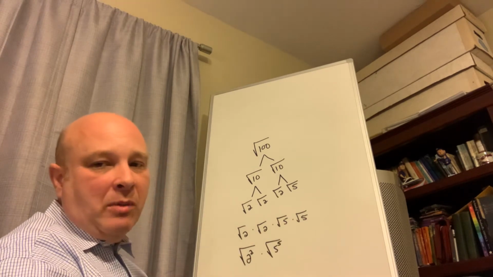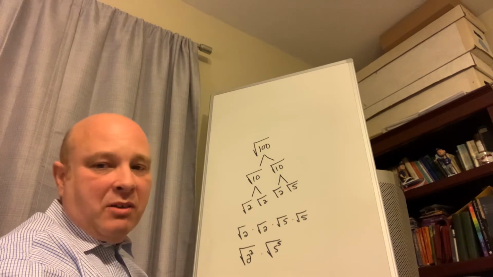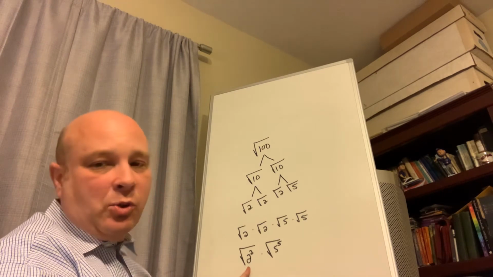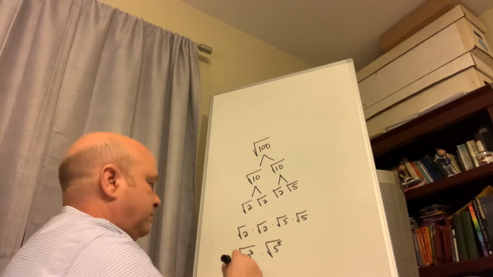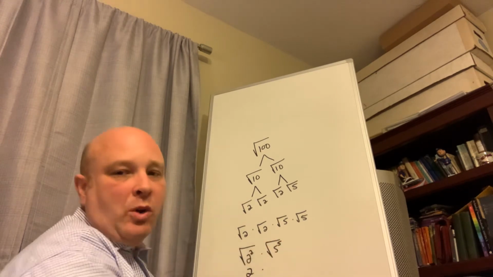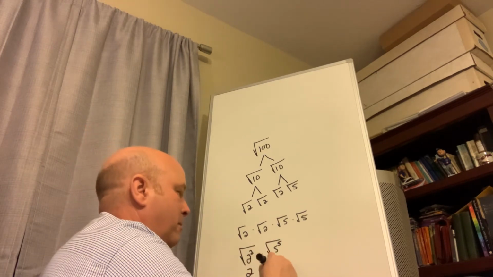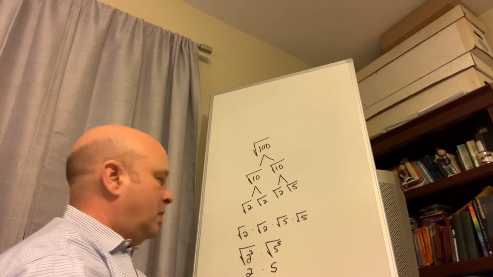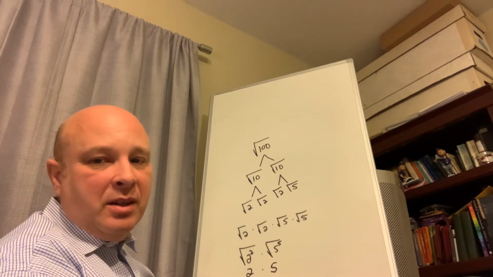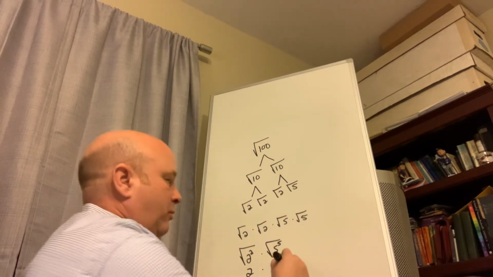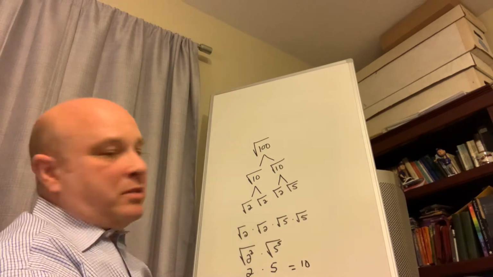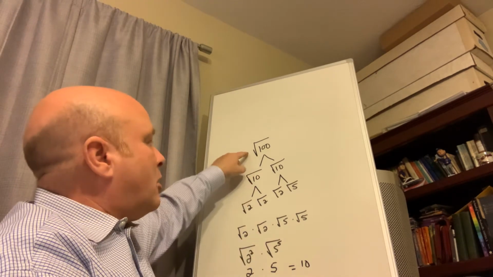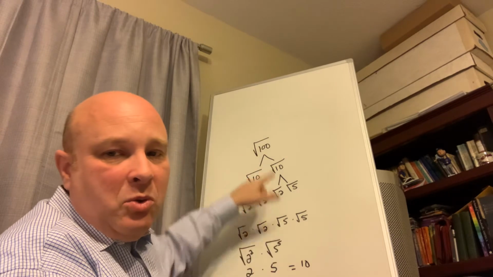Now I want you to notice something. I'm about to run out of camera space here, aren't I? What is the square root of 2 squared? It's 2. What's the square root of 5 squared? It's 5. Okay? So if I take these simplified numbers down here, 2 times 5 equals 10. Well, okay. Isn't the square root of 100 10? So notice how we did this.